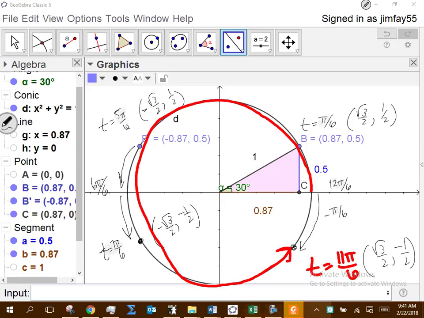Take your calculator real quick. Type in sine of 11 pi over 6. Make sure your mode is in radians. Negative 1/2, right? Okay. Type in cosine 11 pi over 6.